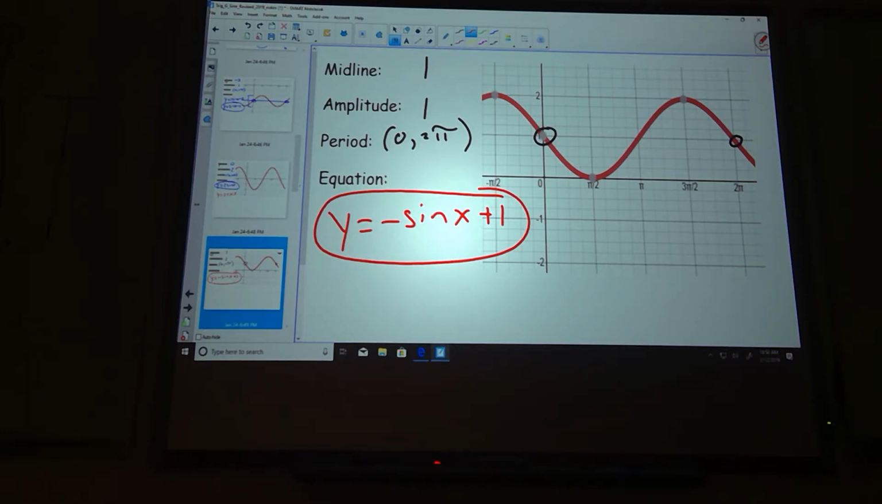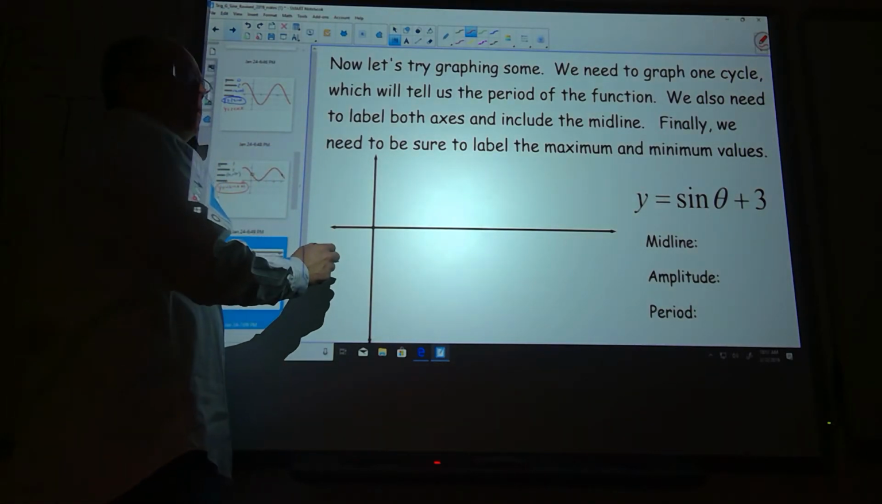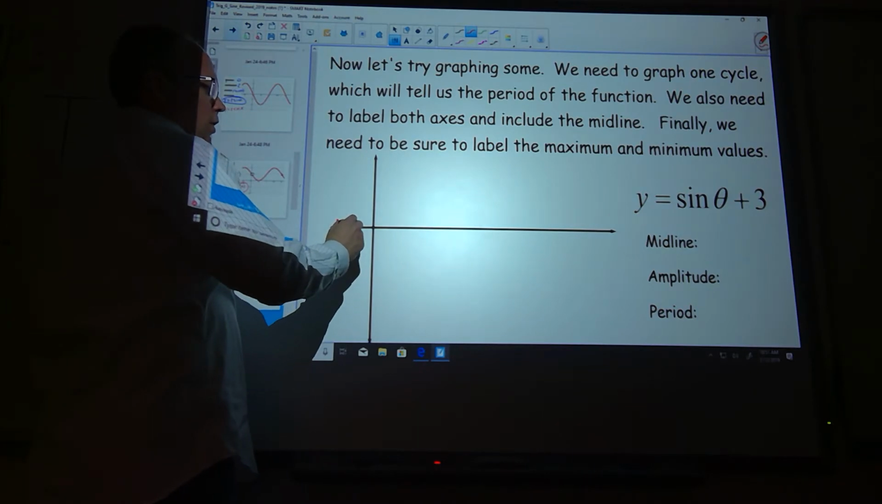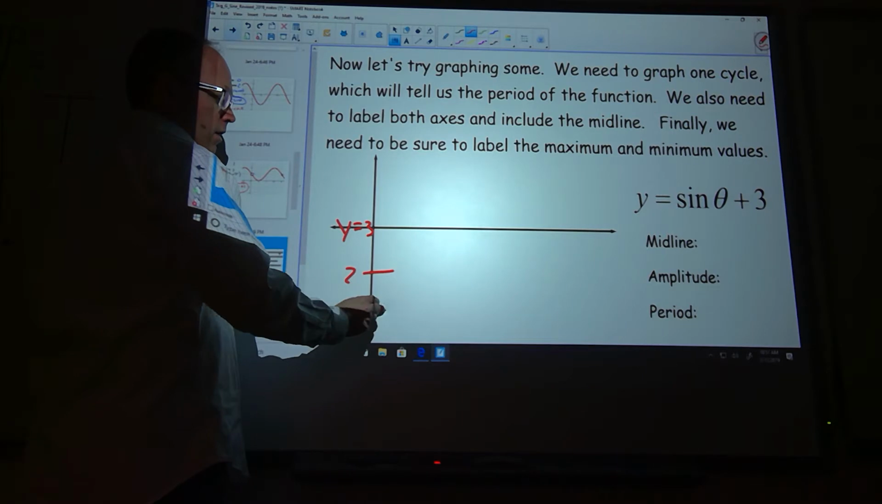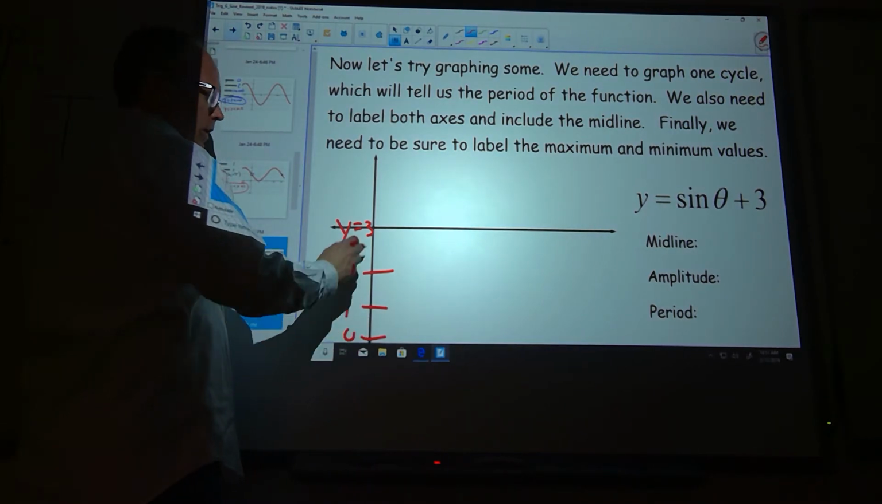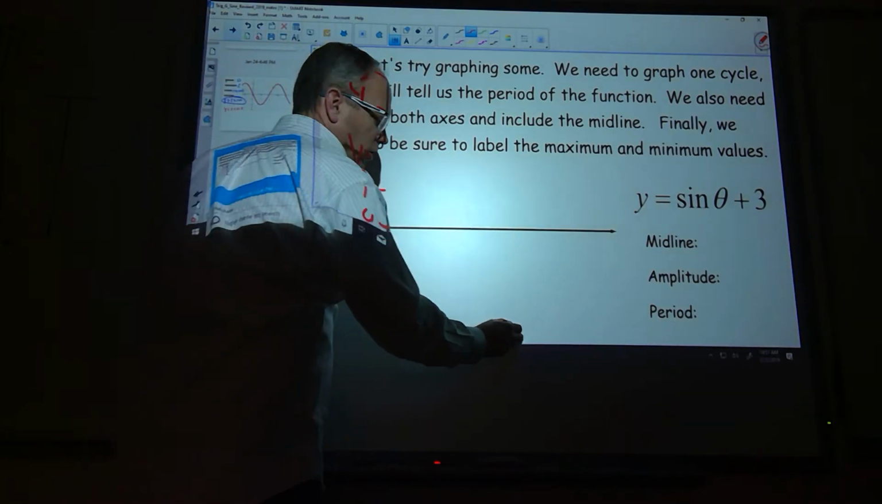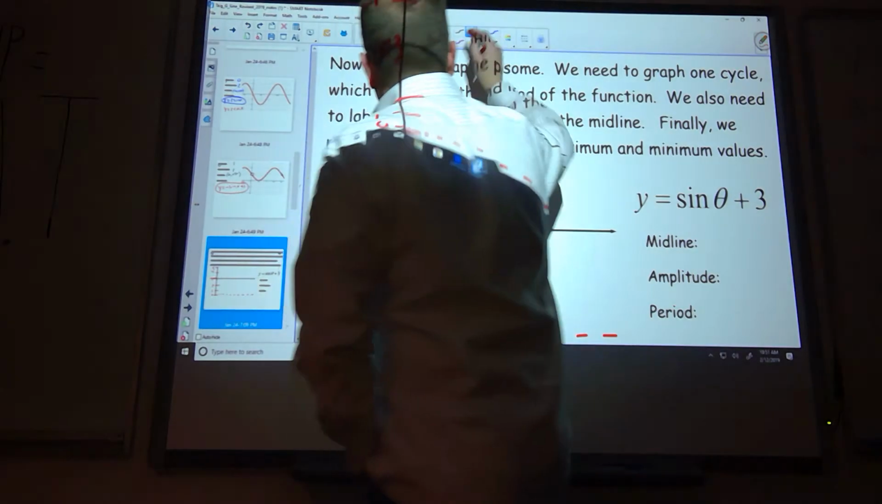Can I move on? Almost done? All right, now let's try graphing it. What's my midline? 3. So I'm going to call this y equals 3. So then I have 2 here, I have 1 here, I got 0 down here, I got 4, I got 5. So this is really my x-axis, right? Okay, and here we go.